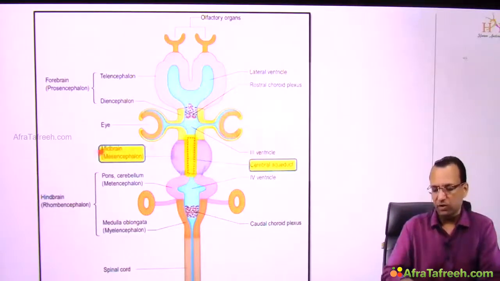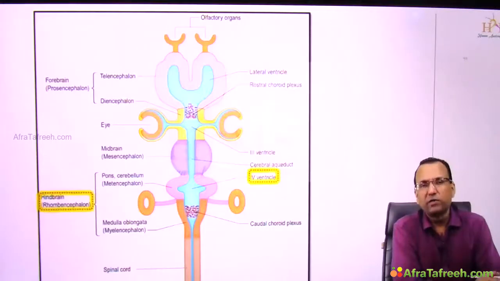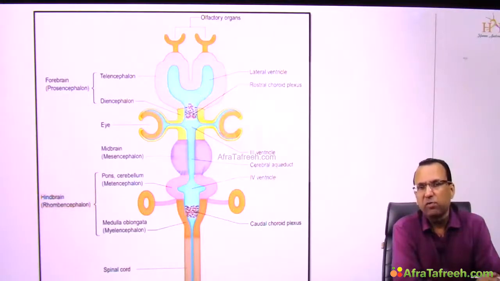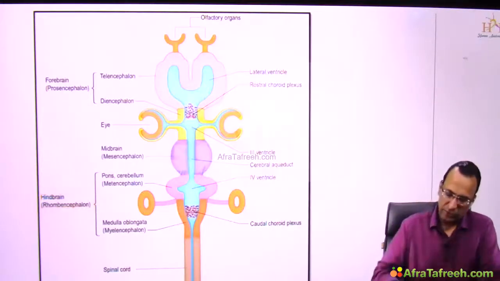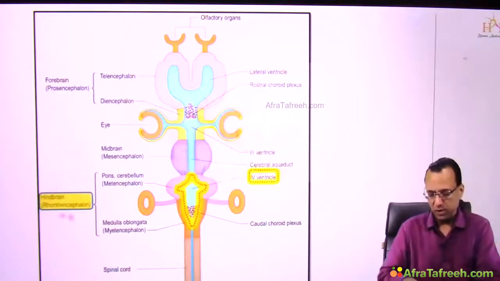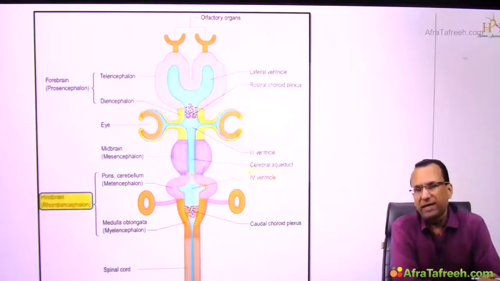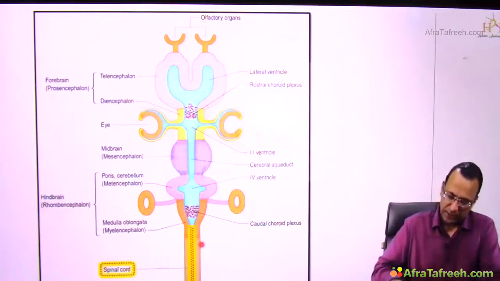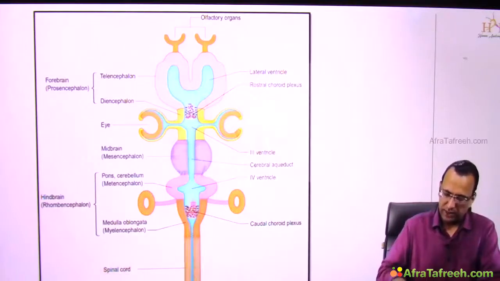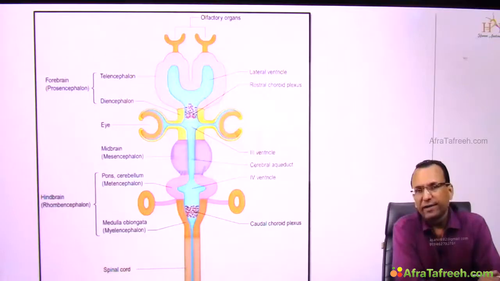What is the ventricle of the hindbrain? The hindbrain has the fourth ventricle, which is a diamond-shaped, rhomboid-shaped ventricle. Fine. What is the fourth ventricle continuing downward as? It is the central canal inside the spinal cord. So the fourth ventricle will continue as the central canal inside the spinal cord. Now, with that orientation, we proceed further.